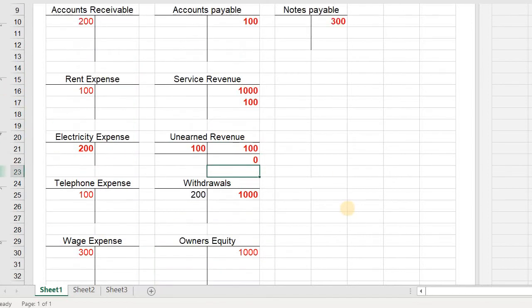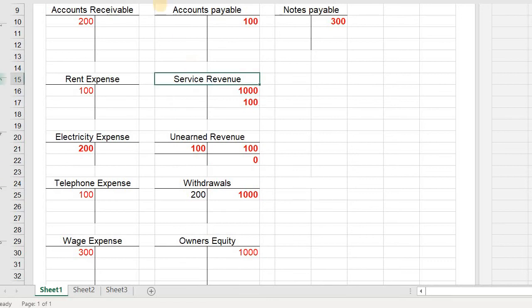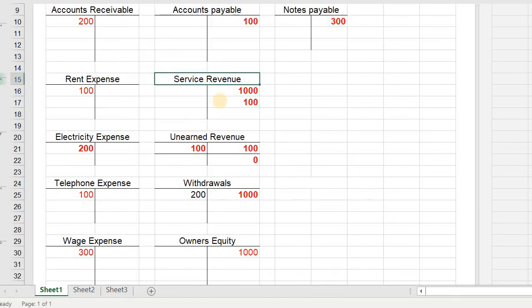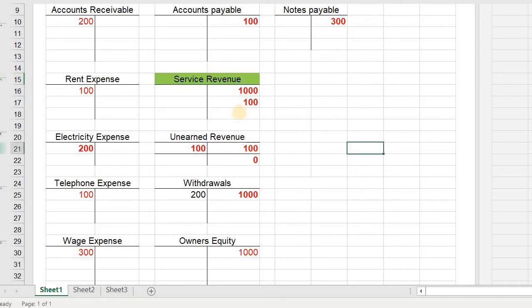So step one to close the books, close out your revenue account. So I see one revenue account right there, service revenue. Okay, so it's got $1,100 in it. I'm going to take $1,100 out of there. Its balance is now 0.